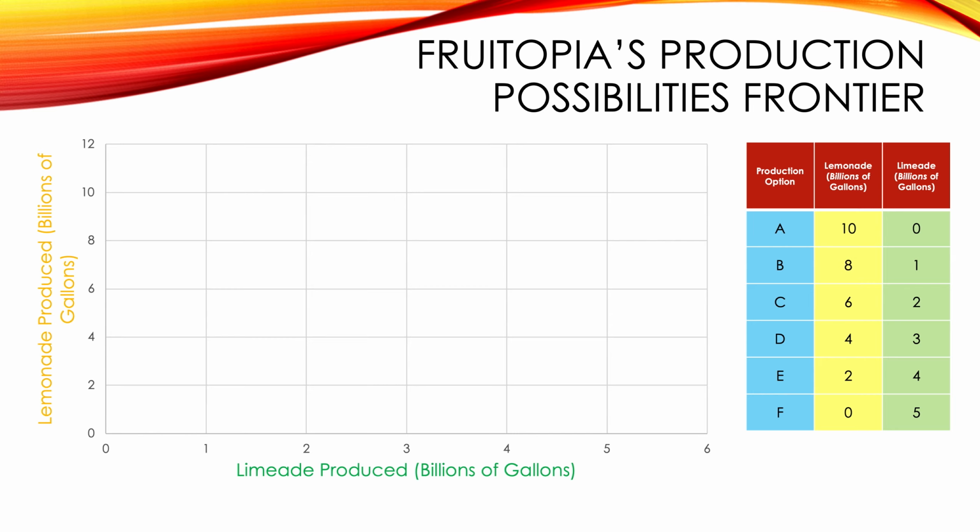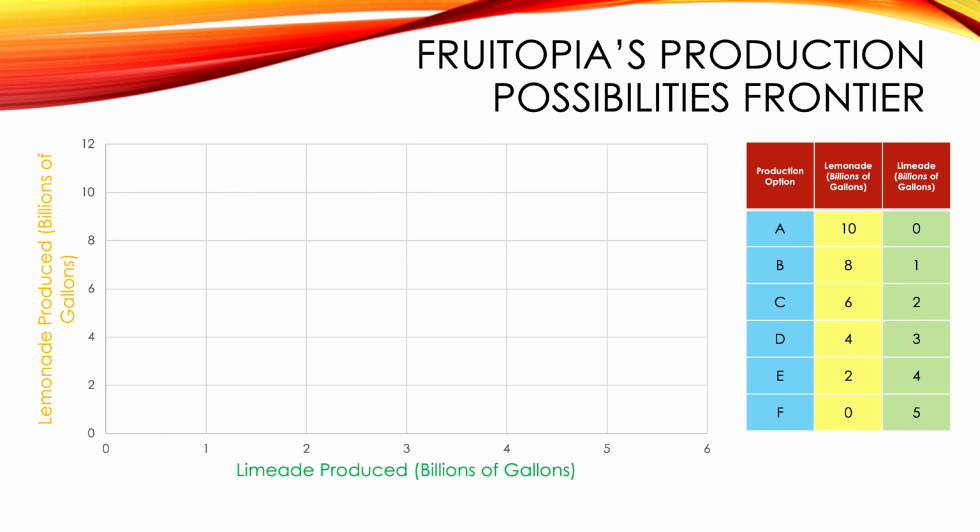We're looking at their production options. Now, of course, this is a little unrealistic because we're assuming that the country only produces two things, lemonade and limeade, but for now, just go with it. So what we're going to do is put lemonade produced on the y-axis, and again, we're measuring that in billions of gallons. And then on the x-axis, we're going to put limeade produced, billions of gallons. Does it matter which one goes where? No, not really. You could switch them interchangeably. All that matters is the data points here.